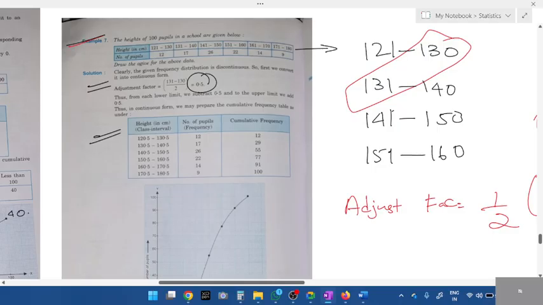That is what I told. So this is the calculation I showed, 120.5 to 130.5. Remember, this is the frequency value. You take the frequency and plot, you will definitely get 0. Calculate cumulative frequency: 12, 12 plus 17, 29. Add everything.